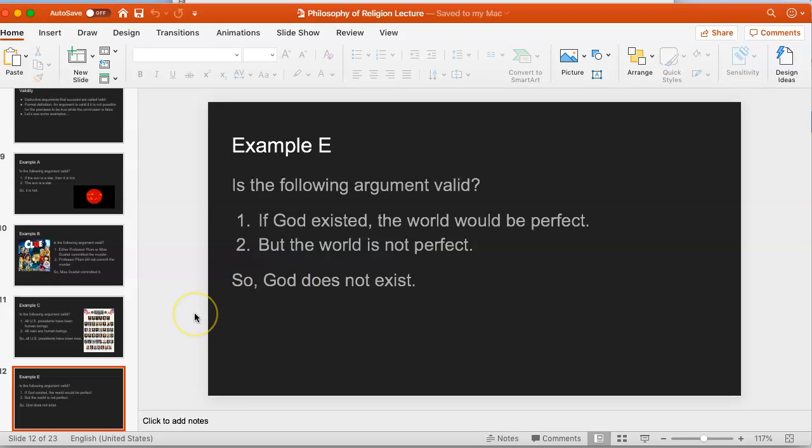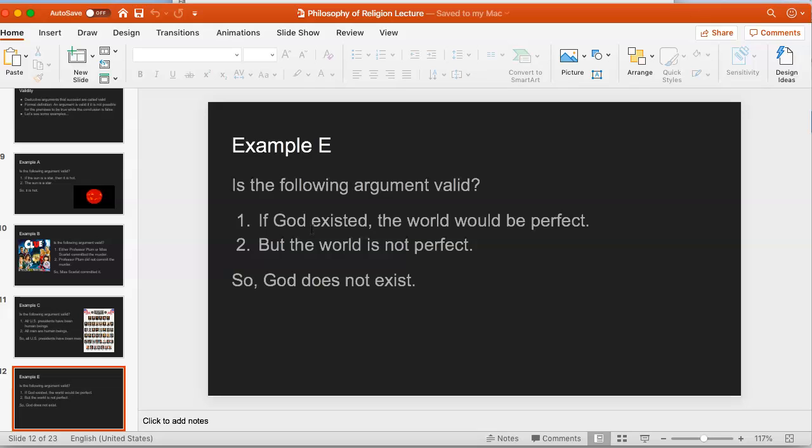So let's turn now to argument D, which is not on one of these slides, that says, if the intruder was a stranger, the dog would have barked. The dog did not bark, so the intruder was not a stranger. And that one, again, is valid.